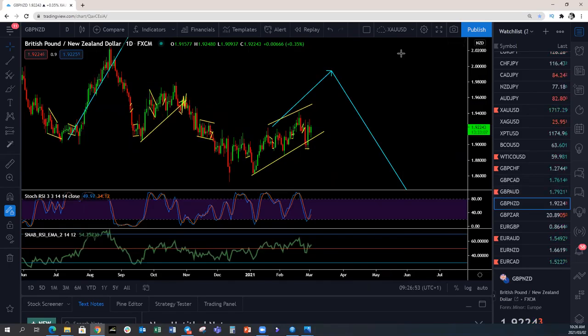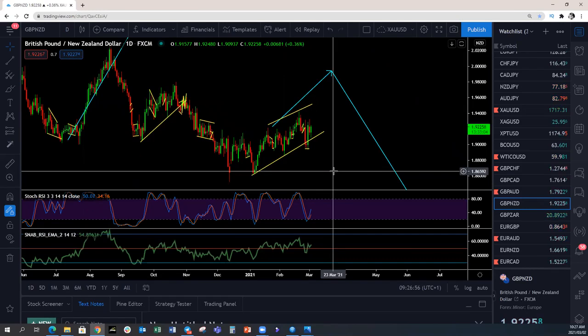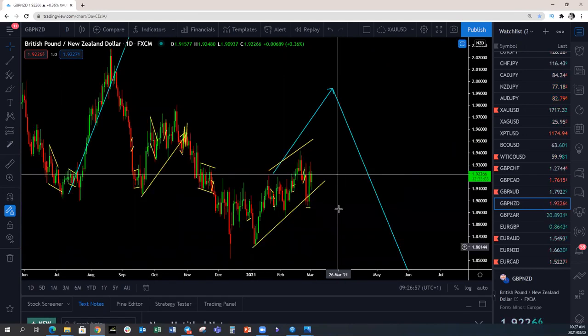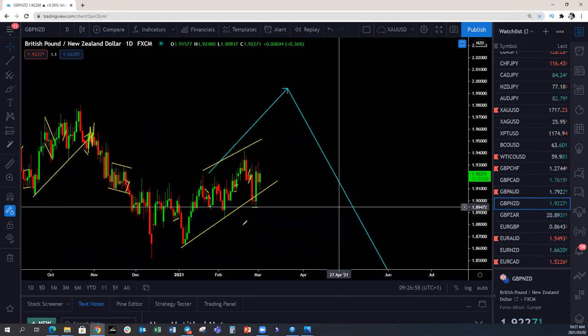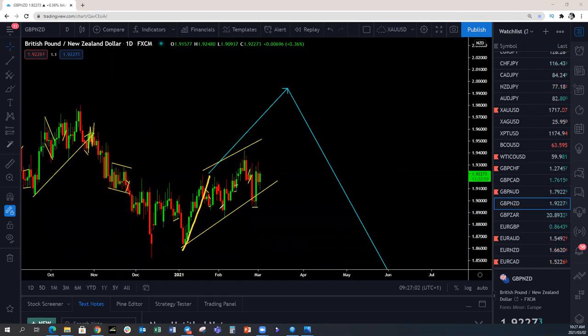Pound New Zealand. So Pound New Zealand still looking good for upside. So it looks like we've got 3 waves up here, 3 waves back here, and we're going for another 3 waves to the upside here with Pound New Zealand. Let's see if we're going to get a confirmation for a trade around these levels.